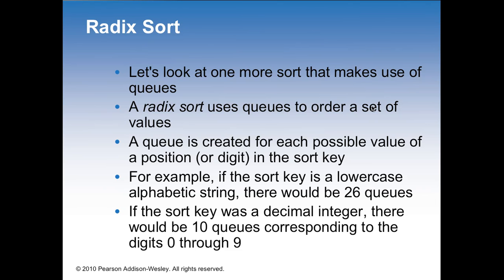For example, if the sort key is a lowercase alphabetic string, there would be 26 queues, one for each of the lowercase letters that you're using. If the sort key is a numeric one, there would be 10 queues corresponding to 0 through 9.